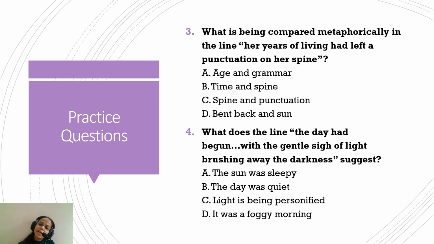Okay. What is being compared metaphorically in the line, her years of living had left a punctuation on her spine? Age and grammar, time and spine, spine and punctuation, or bent back and sun. So it's actually her years of living, which is time. Punctuation on her spine, the last word itself is spine. So it should be time and spine. Okay, it's spine and punctuation.